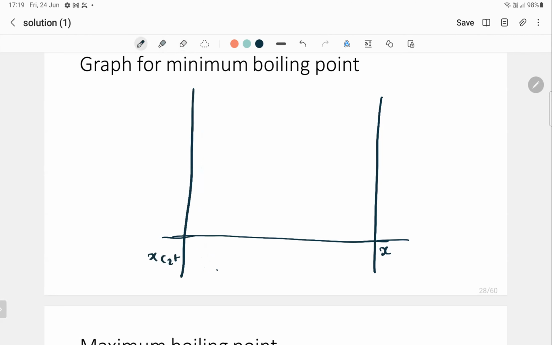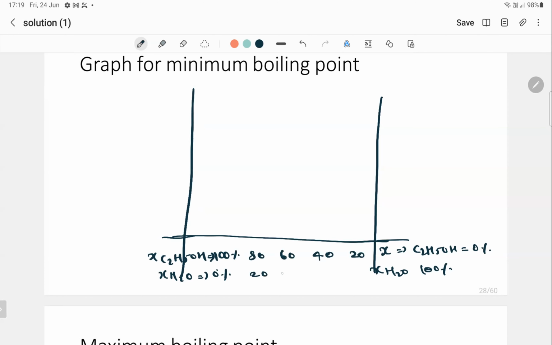So XC2H5OH here is 100% and your water is 0%. Here XC2H5OH is 0% and your water will be 100%. So here it will be like 80, 60, 40, 20, and here 20, 40, 60, 80. These kinds of compositions will be there. So this is the Raoult's law curve. Now, according to Raoult's law, the curve is done.